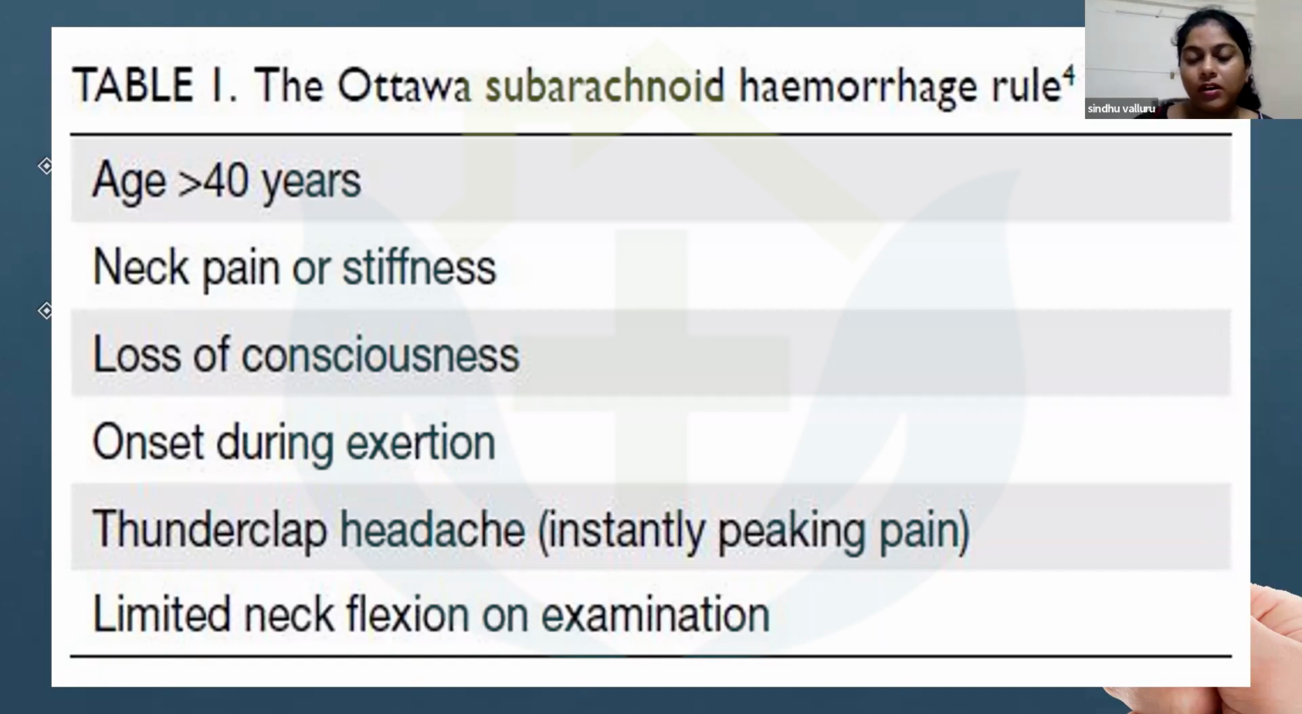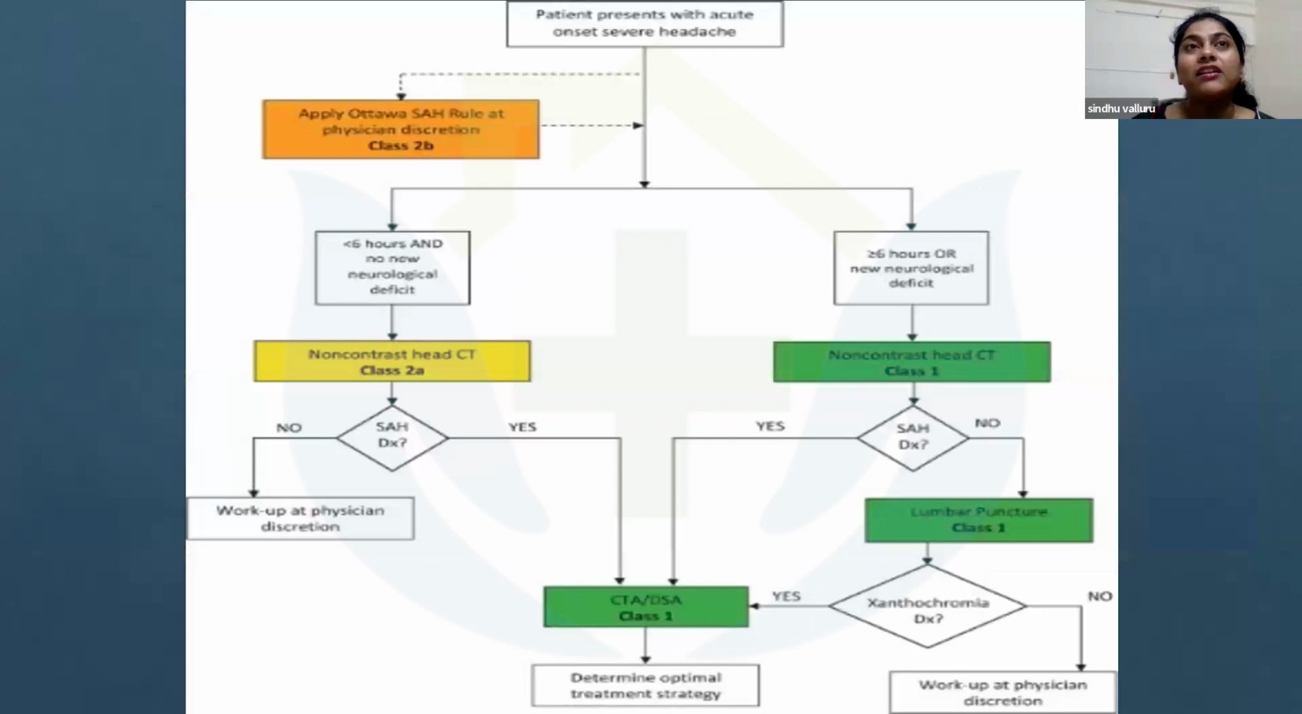So if we were still thinking of subarachnoid hemorrhage, and if the patient is having any neurological deficit, we can go for a lumbar puncture to look for any xanthochromia. If the patient is having xanthochromia, we can go for a CT angiography, DSA, and then determine any presence of aneurysm. Can you explain this in greater detail?